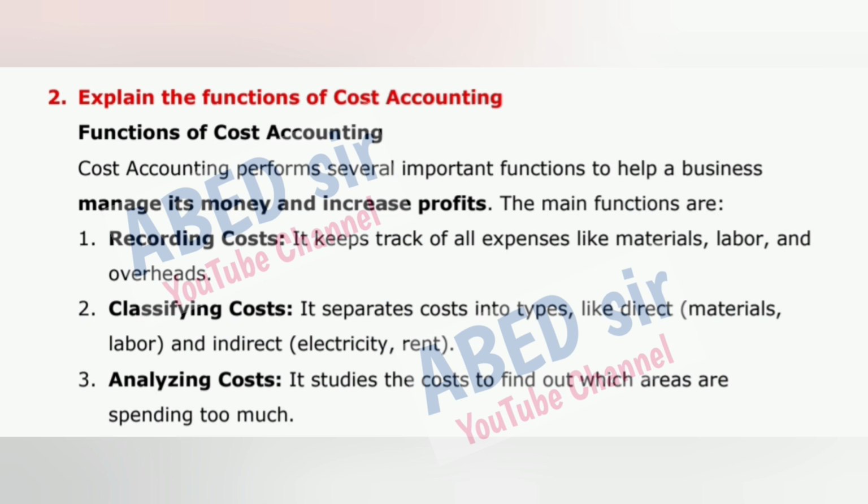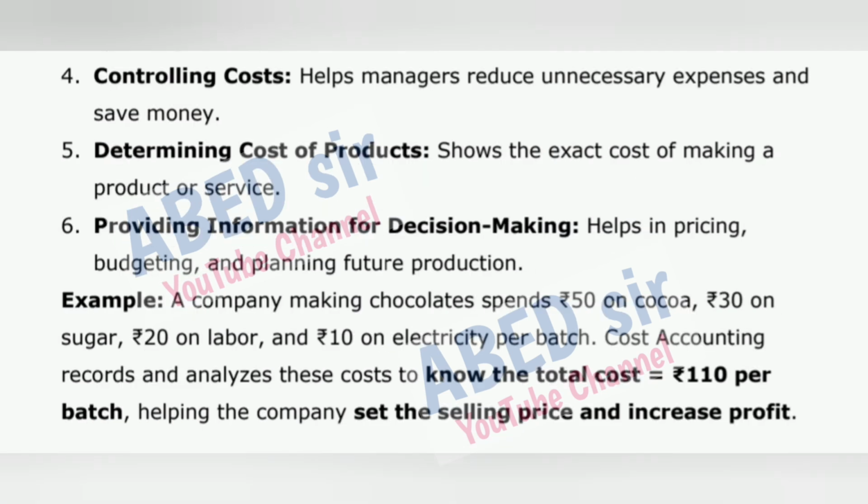The main functions are: 1. Recording costs. It keeps track of all expenses like materials, labor, and overheads. 2. Classifying costs. It separates costs into types like direct, materials, labor, and indirect, electricity, rent. 3. Analyzing costs. It studies the costs to find out which areas are spending too much. 4. Controlling costs. Helps managers reduce unnecessary expenses and save money. 5. Determining cost of products. Shows the exact cost of making a product or service.